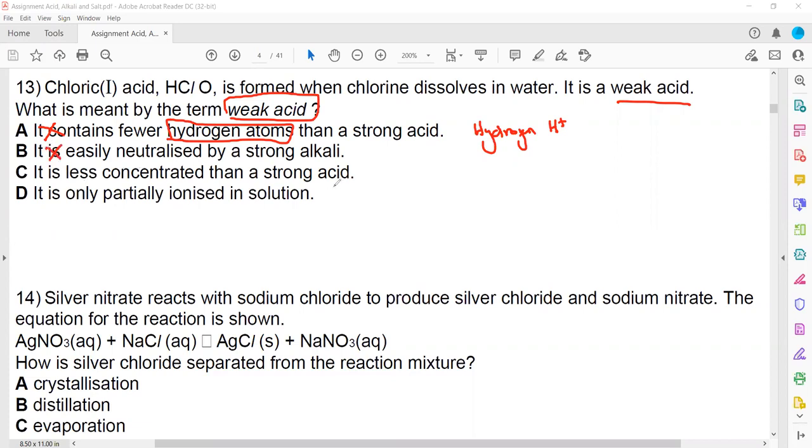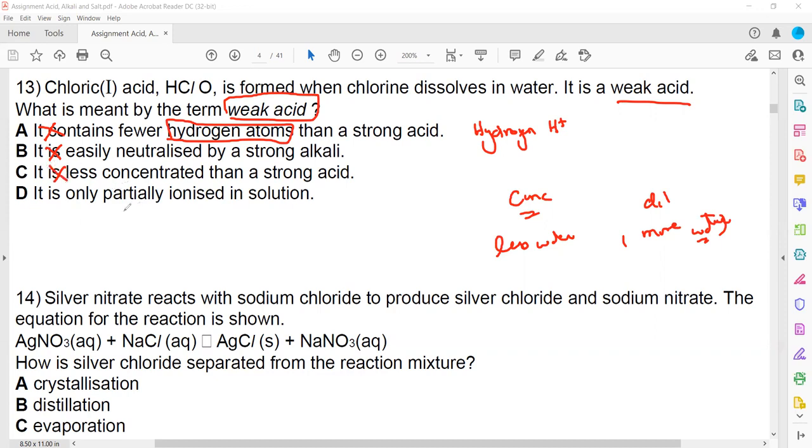It is less concentrated. The concentration depends on us. Like we can have a weak acid, but it is concentrated, because when we say it is concentrated, it means it has less water. And when we say it is dilute, it means it has more water. So the amount of water will vary. A weak acid can be concentrated, or it can be dilute. So it's not necessary that it is less concentrated. It can be more concentrated. That does not explain the weak acid.